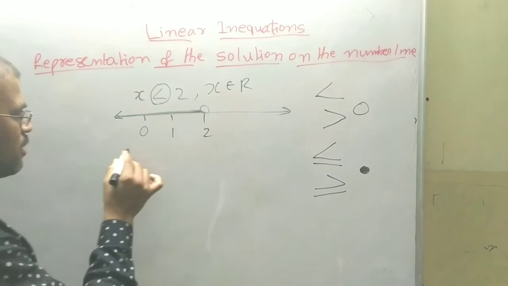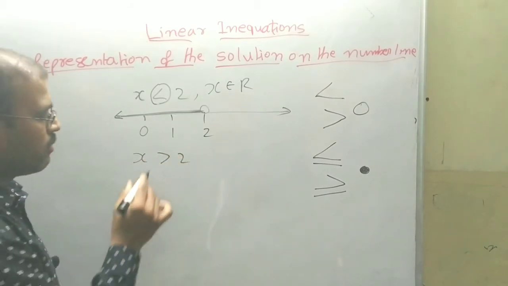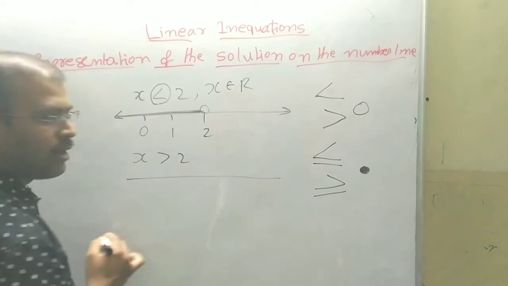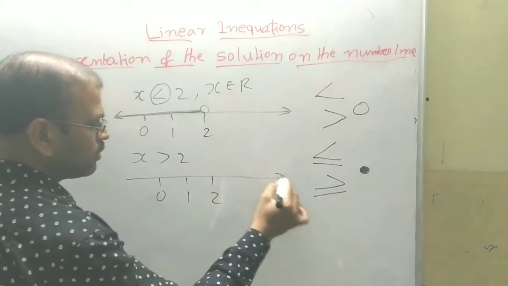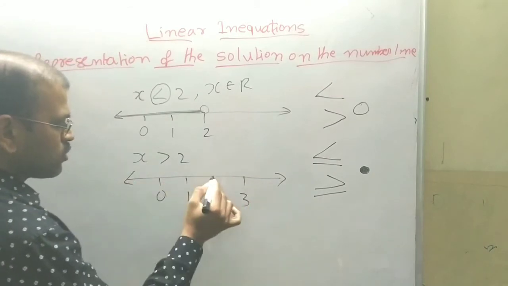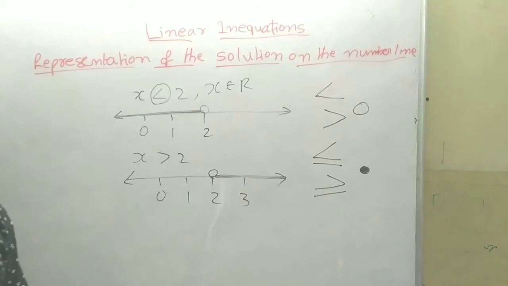Now similarly, if the question is asked x is greater than 2, then what I am going to write is 0, 1, 2, 3. So put the hollow circle at 2 and shade this part.